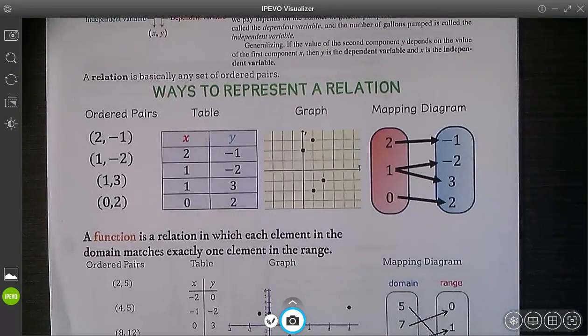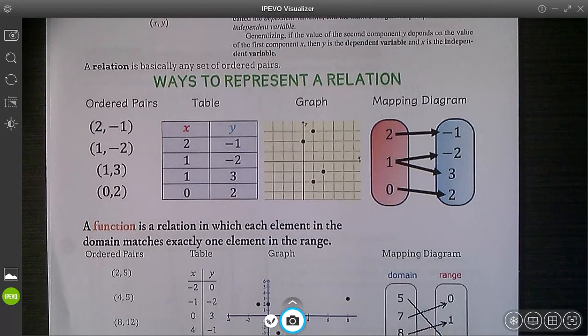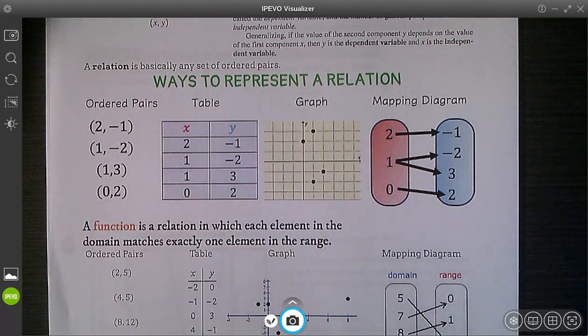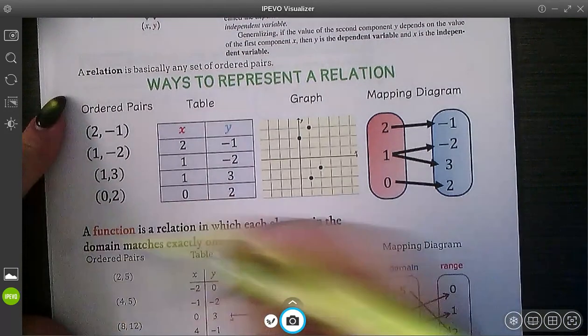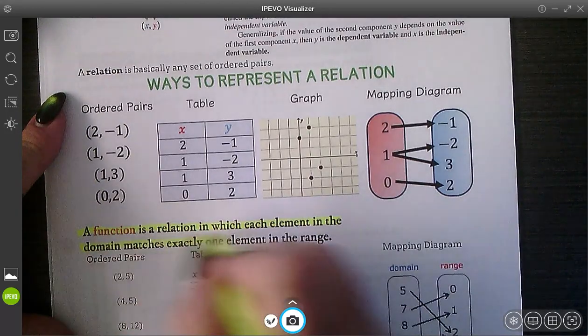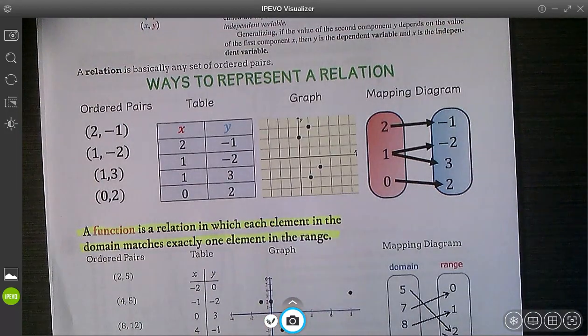A function is a relation, but it's a special type of relation in which each element in the domain matches exactly one element in the range. So in other words, each input goes to exactly one output.